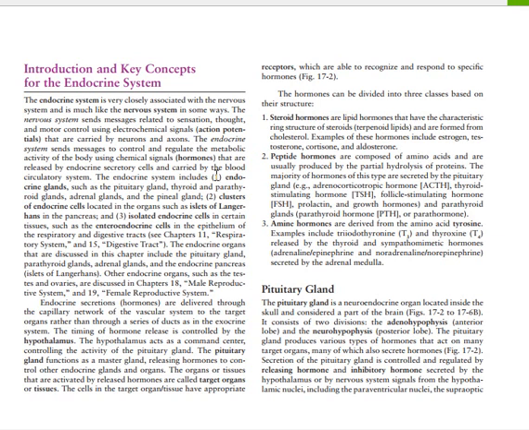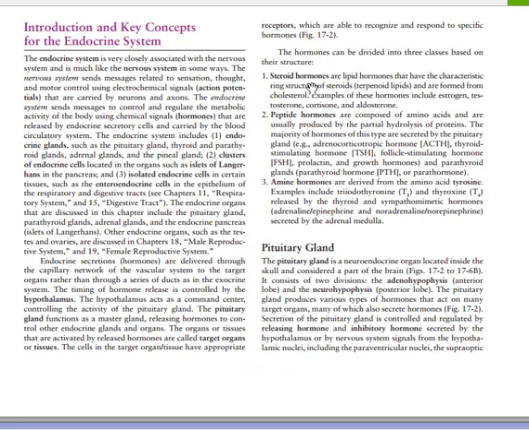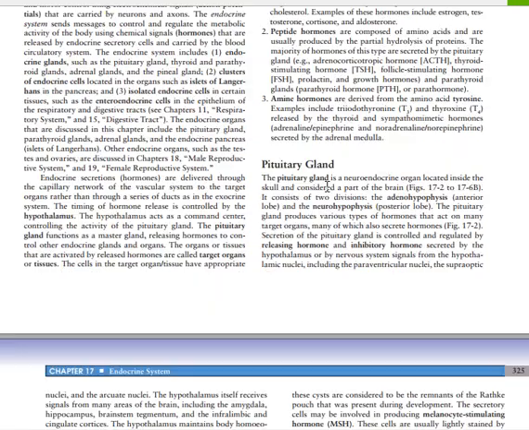The primary glands are glands that produce trophic hormones, and those trophic hormones are used to stimulate secondary glands. Secondary glands then produce hormones that act on the target cells and result in a change in the functions of the different cells of the body. Generally, you need to know that there are three types of hormones: steroid hormones, peptide hormones, and amine hormones.